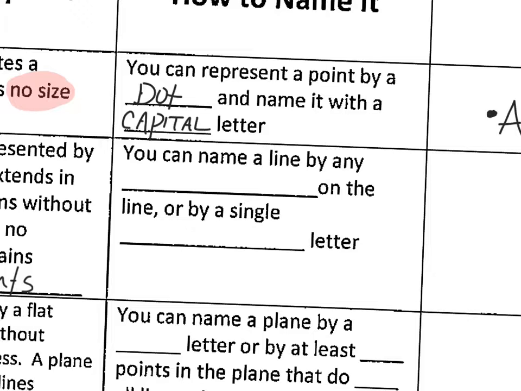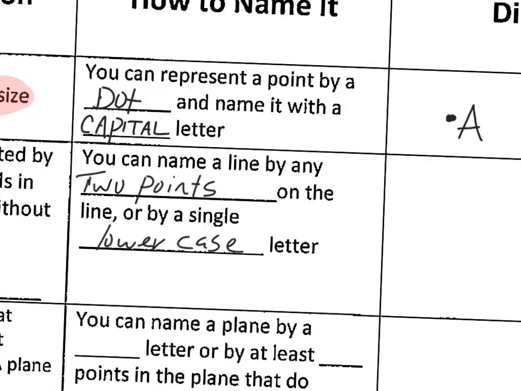You can name a line by 2 points on the line. That is the most often way we do it. There is a second way, and sometimes it is given a lowercase letter, and I'll show you an example of that. So let me give you a picture.